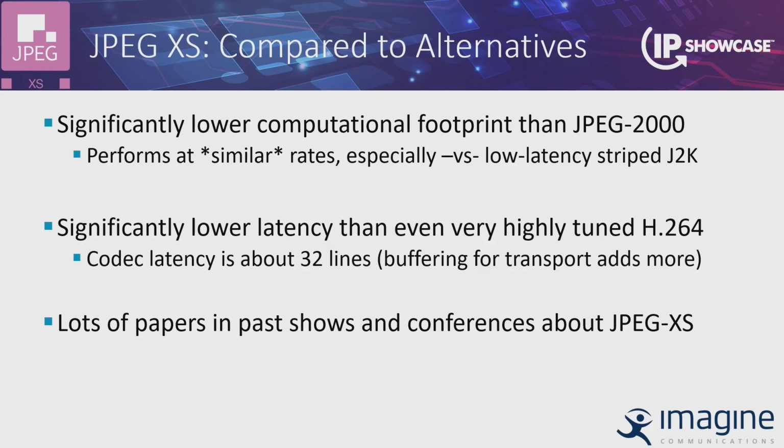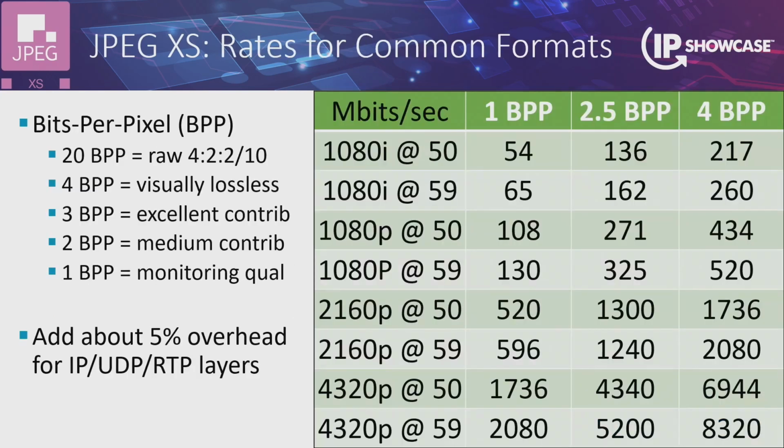It's been really well covered in other talks. So how many bits is this really? Because bits per pixel is hard to get your head around. So pick your favorite video format. We're in the US, so we'll talk about 1080i 59. On 1080i 59, 1 bit per pixel is like 108 megabits.